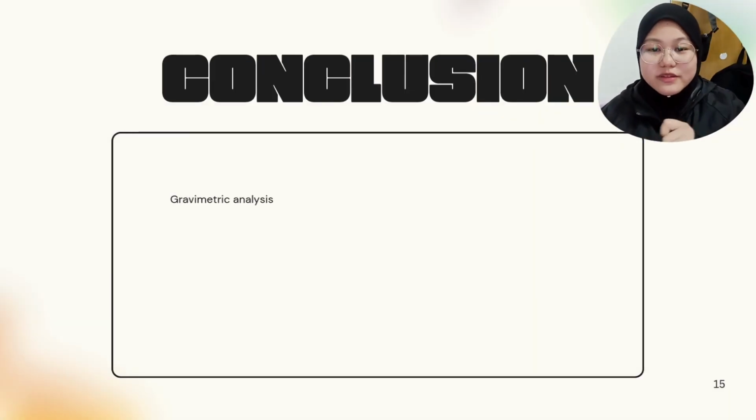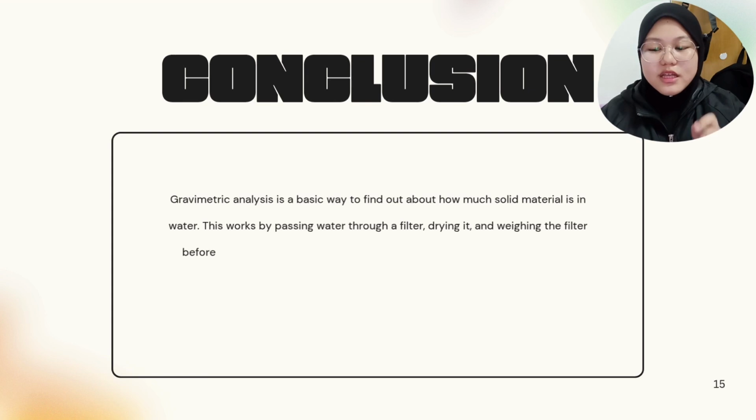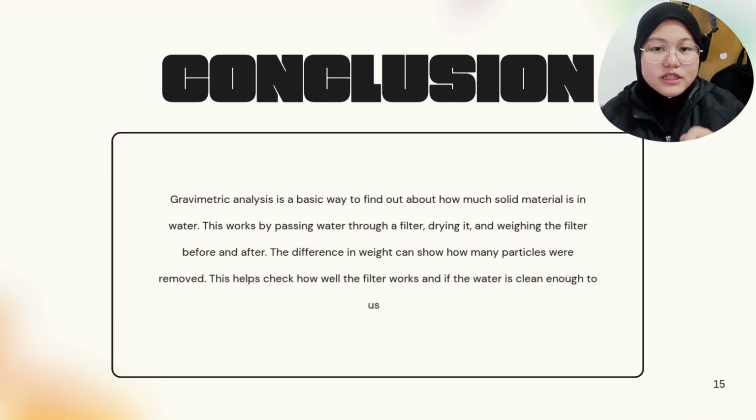In conclusion, gravimetric analysis in water filtration works by trapping particles on a filter, drying them, and then weighing the filter before and after. The weight difference tells us exactly how much solid material was in the water. This simple, direct method gives clear numbers on turbidity and filter performance, helping us check for contamination, judge how well the filter is working, and make sure our drinking water meets the quality standard.